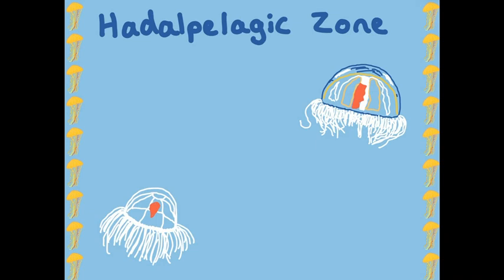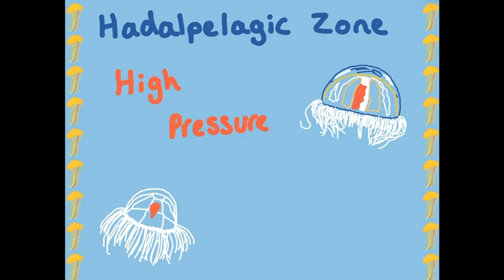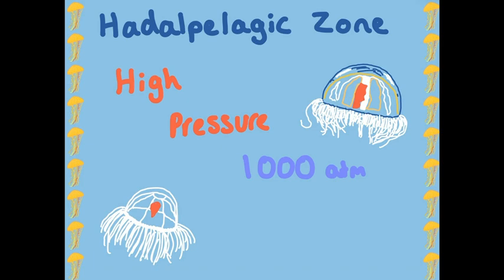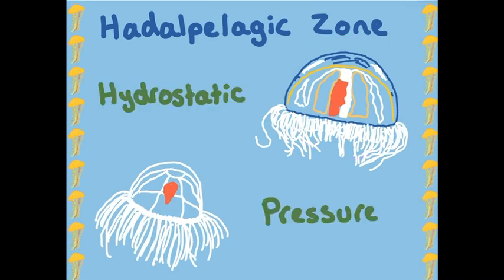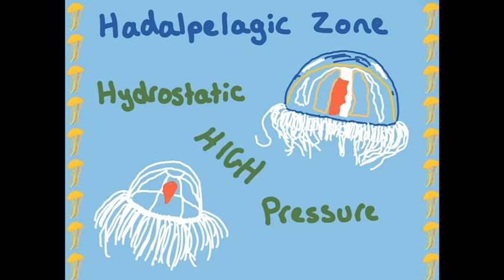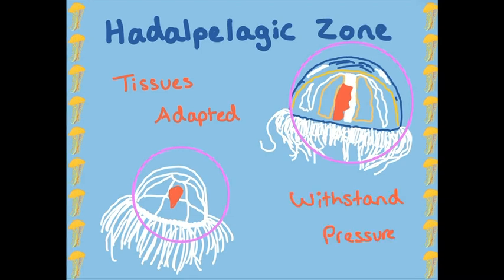The hadal pelagic zone is an extreme high-pressure environment exceeding 1,000 atmospheres that the Benthicodon hyalinus has adapted to. They possess a highly gelatinous and flexible body structure, typical of many deep-sea organisms. The gelatinous composition allows the Benthicodon hyalinus to withstand extreme hydrostatic pressure without collapsing or undergoing structural damage. The tissues of the Benthicodon hyalinus are also adapted to resist the crushing pressures of the deep ocean.